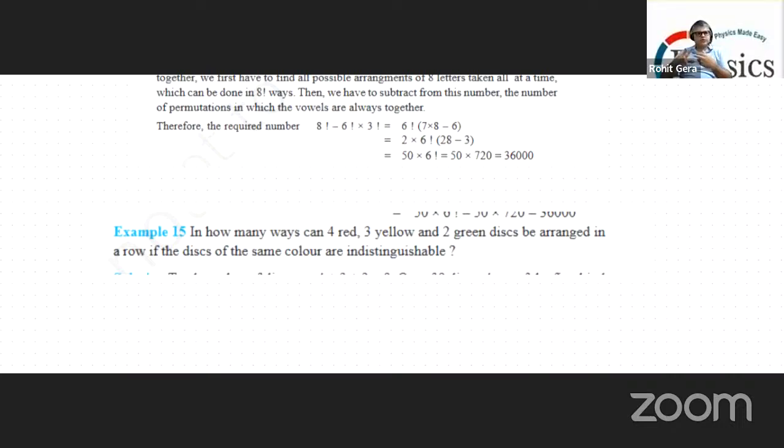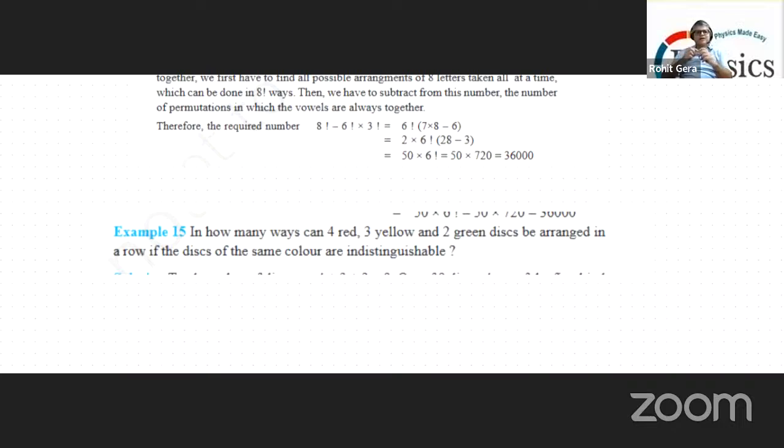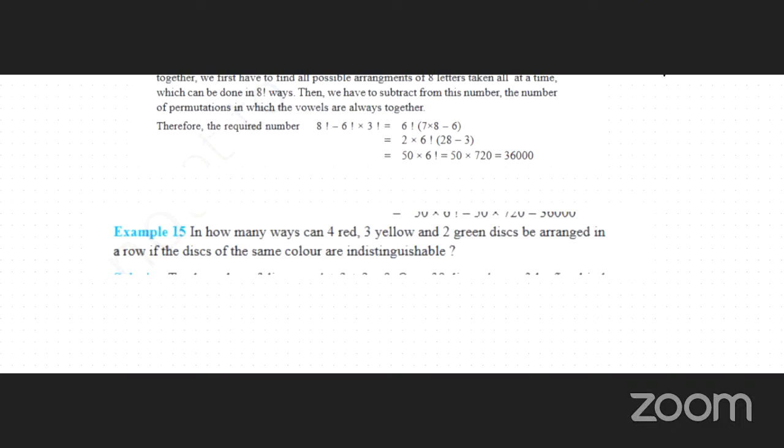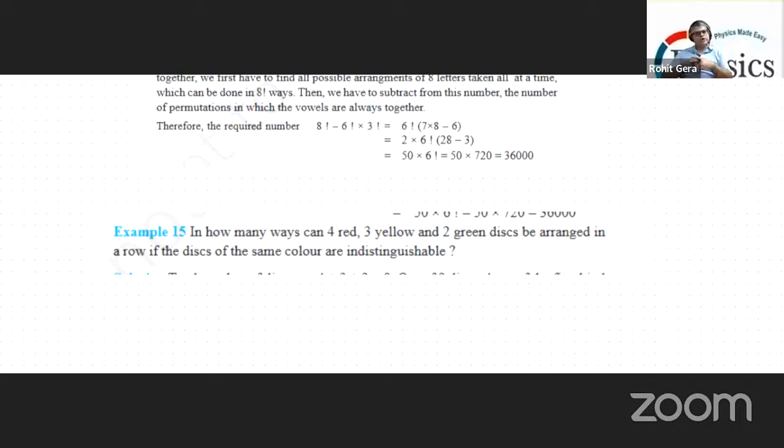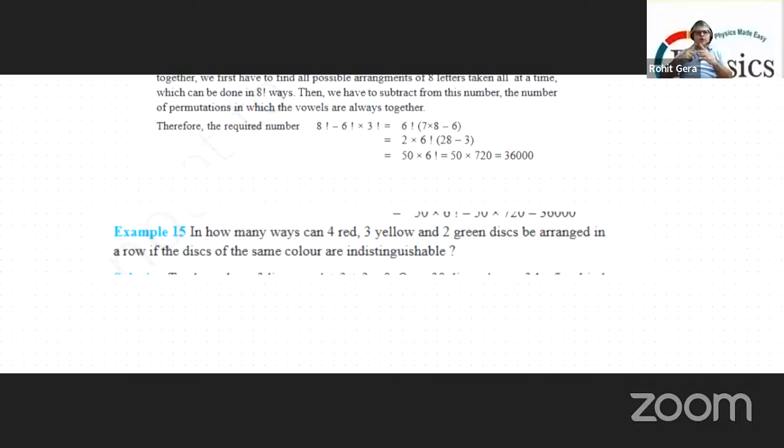4, 3, 2. So you have to arrange them in a row. All have to be used. So if you keep 3 red together, they actually are indistinguishable. 4 into 3 into 2. So you have how many places to fill up? 9. 9 places to fill up using 9 balls.